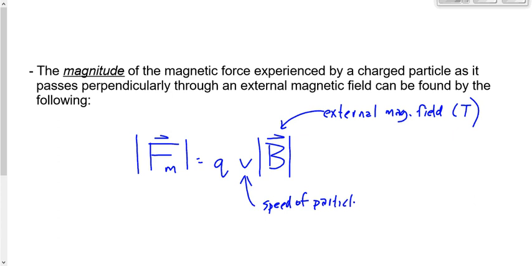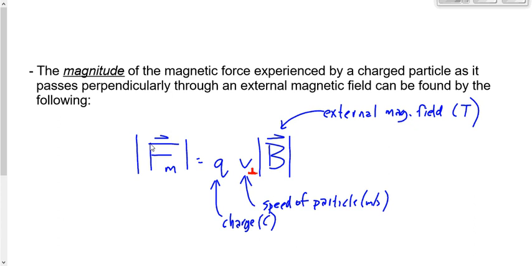That's going to be measured in meters per second, and Q is going to be the charge of the particle. Now there's one more thing that I want to add in here, and that's a little upside down T after the V. A little upside down T. What do you think that means? Perpendicular. You got it, perpendicular.